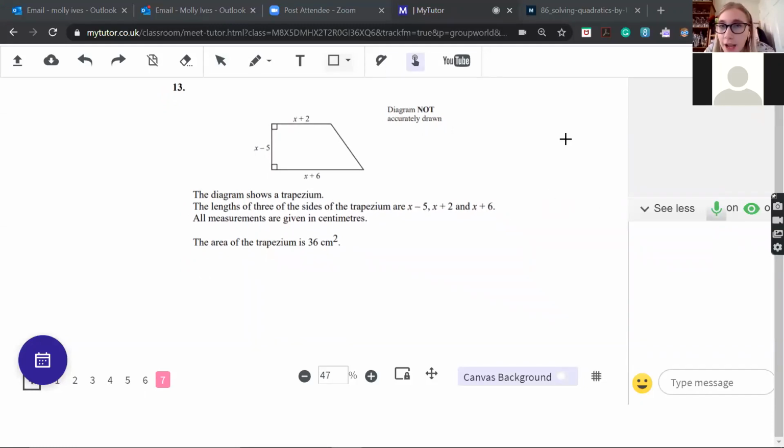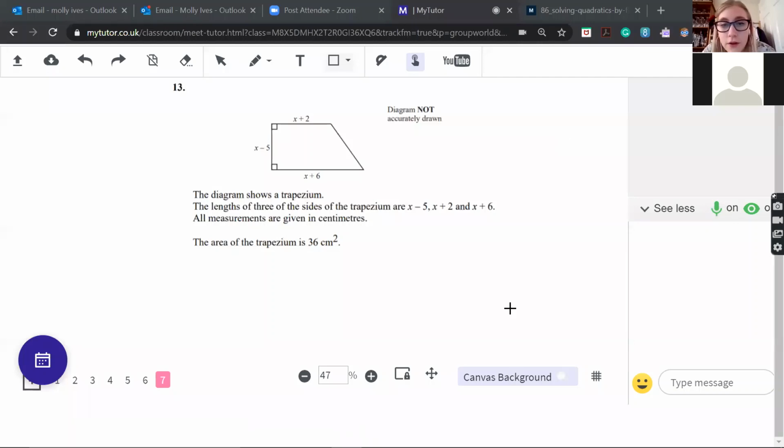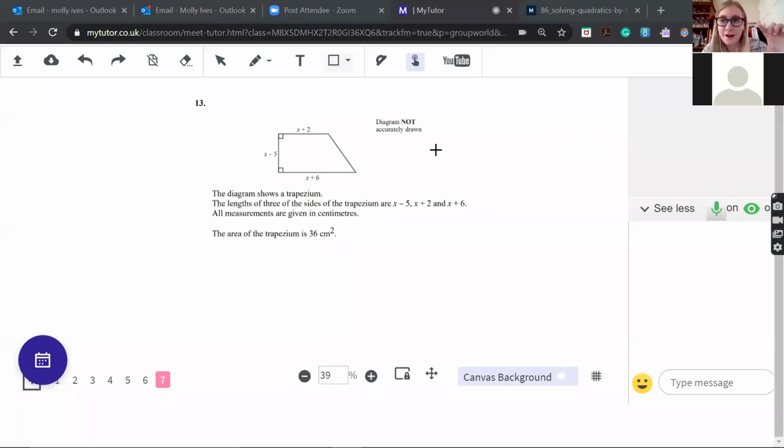Does anyone know how you find the area of a trapezium? Don't worry if you don't, I can go through it. Half a plus b times h, perfect, well done. We always used to do a little rhyme for it, which I won't subject you to now, but yes, half the sum of the parallel sides times the distance between them. That's how I always learnt it, so perfect.